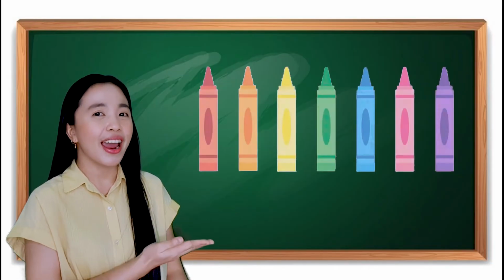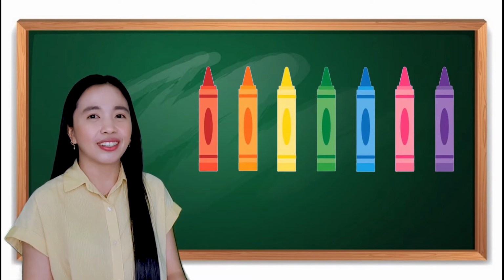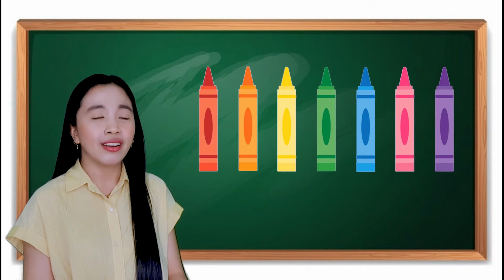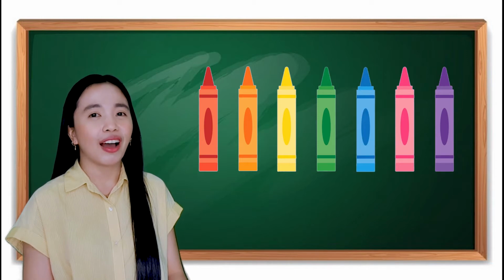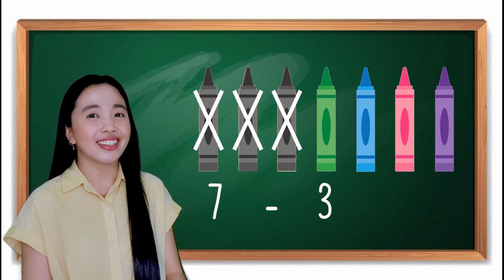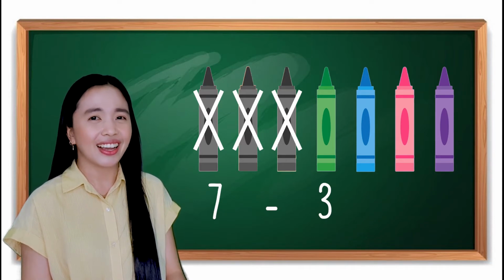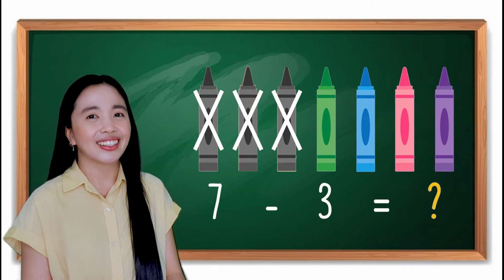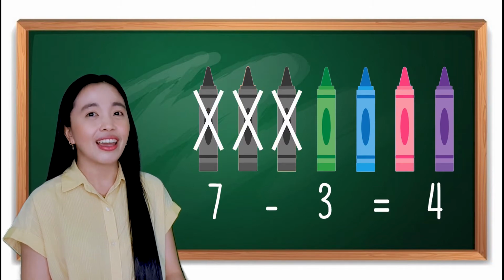Here we have crayons. How many crayons do we have? Let's count. 1, 2, 3, 4, 5, 6, 7. 7 crayons. Now let's take away 3. Let's cross out 3 crayons. 1, 2, 3. Then we took away 3. How many crayons are left? Let's count. 1, 2, 3, 4. 4. 7 minus 3 equals 4.